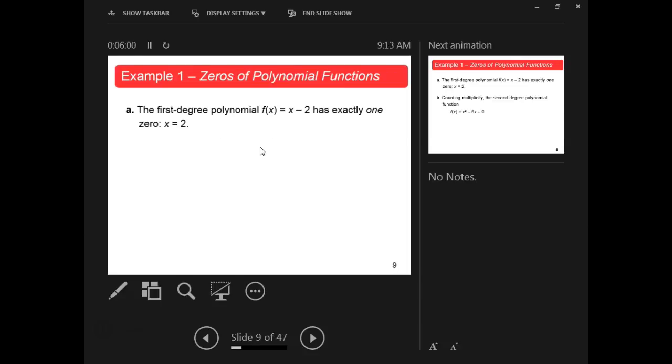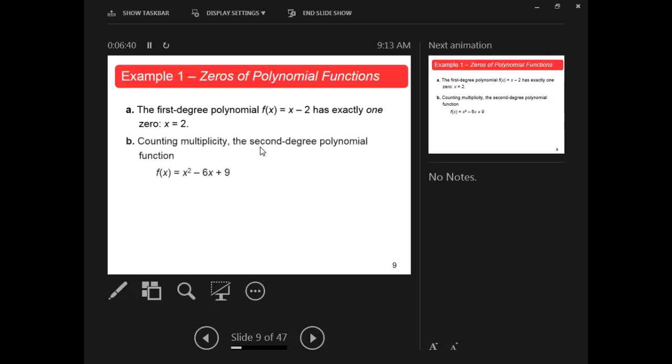All right, here's example 1. First degree polynomial function, f of x equals x minus 2. How many zeros do you think it has? 1. And what would that zero be? x equals 2. Exactly. Because that's a first degree polynomial, it has to have one complex zero, and set it equal to 0, add 2 to both sides, x equals 2. It has a complex zero, it just happens to be a real number. So that one's pretty easy.